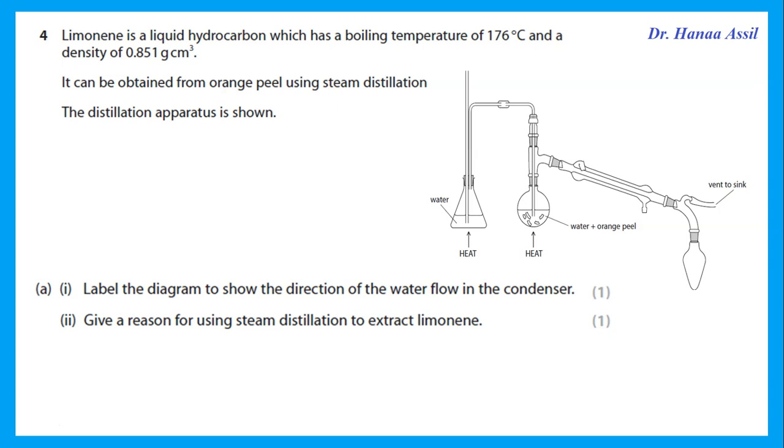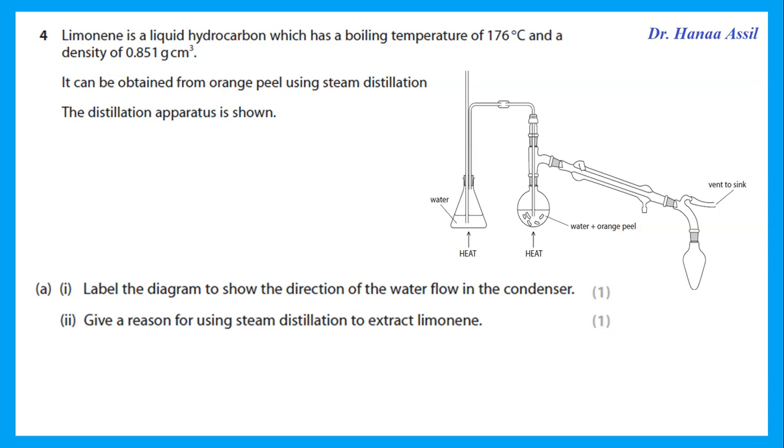Okay. Question 4 says limonene is a liquid hydrocarbon which has a boiling temperature of 176 and a density of 0.851. It can be obtained from orange peel using steam distillation. Label the diagram to show the direction of water flow in the condenser.